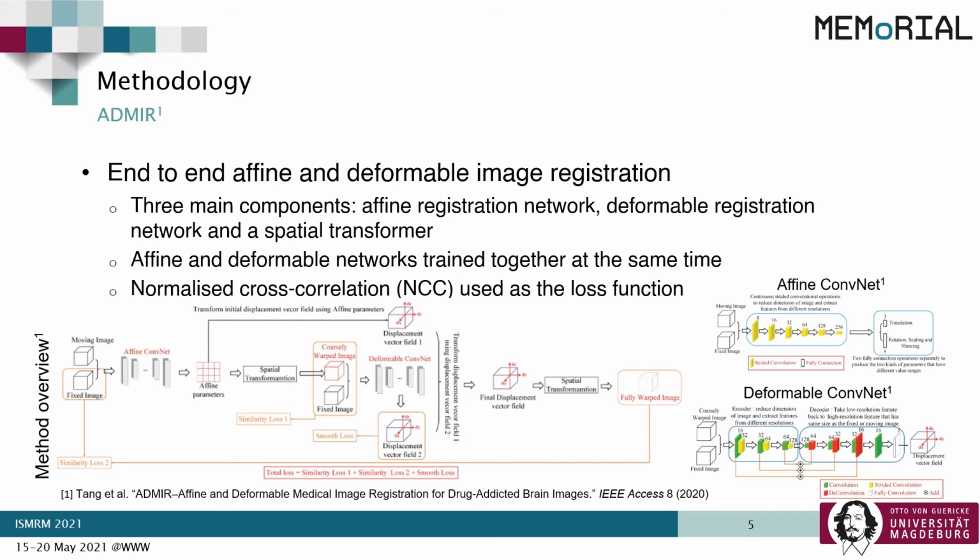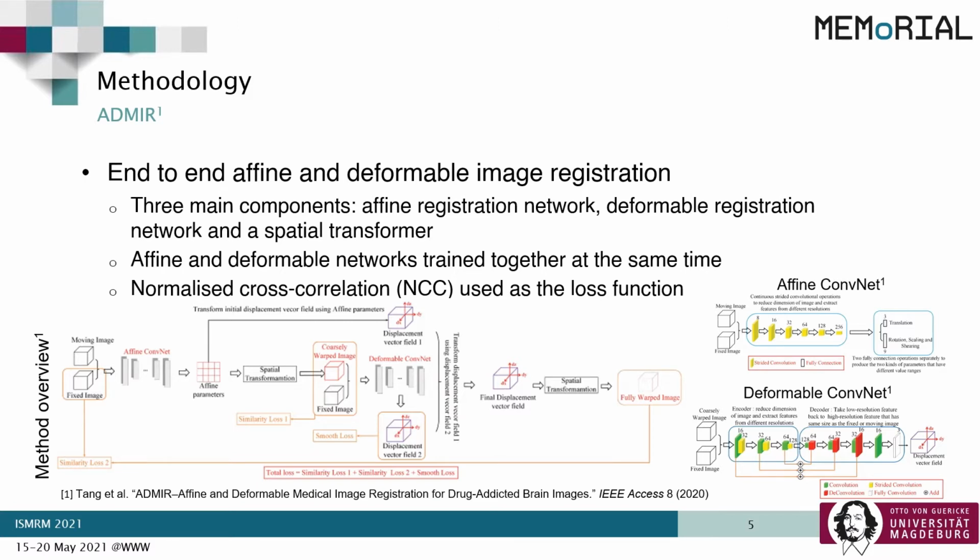ADMIR is an end-to-end affine deformable registration framework containing three main components: an affine registration network, a deformable registration network, and a spatial transformer. Both the networks are trained together at the same time, and the normalized cross-correlation has been used as the loss function.